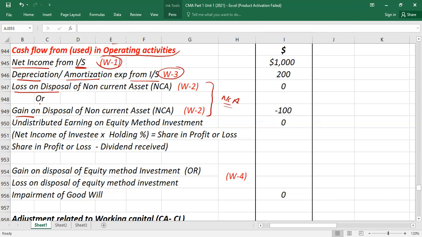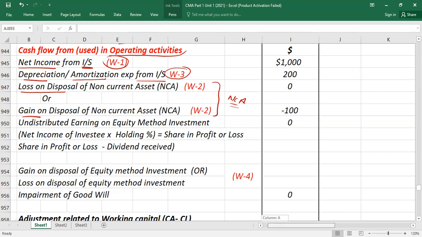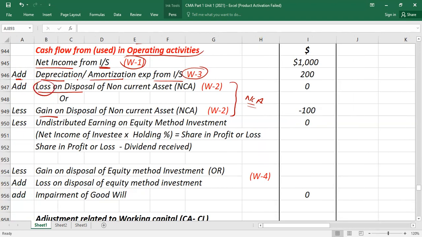Why are we adjusting here? Because non-current assets belong to investing activities. We have to remove the effects of investing activities from the operating activities. And when you are removing, what do you have to do? Loss you have already deducted in the income statement. To reverse it, what will we do? Add back. Gains you have already added in the income statement. And now to reverse it, what will we do? Less.